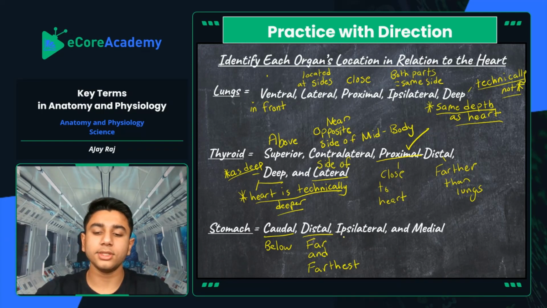And then ipsilateral means it's located on the same side of the median, with the median being, because it's not specified, the center axial line of the body. Like I said, the line of symmetry of the body. And the heart is located on the same side, the left side. The stomach is also located on the left side, so they are ipsilateral.